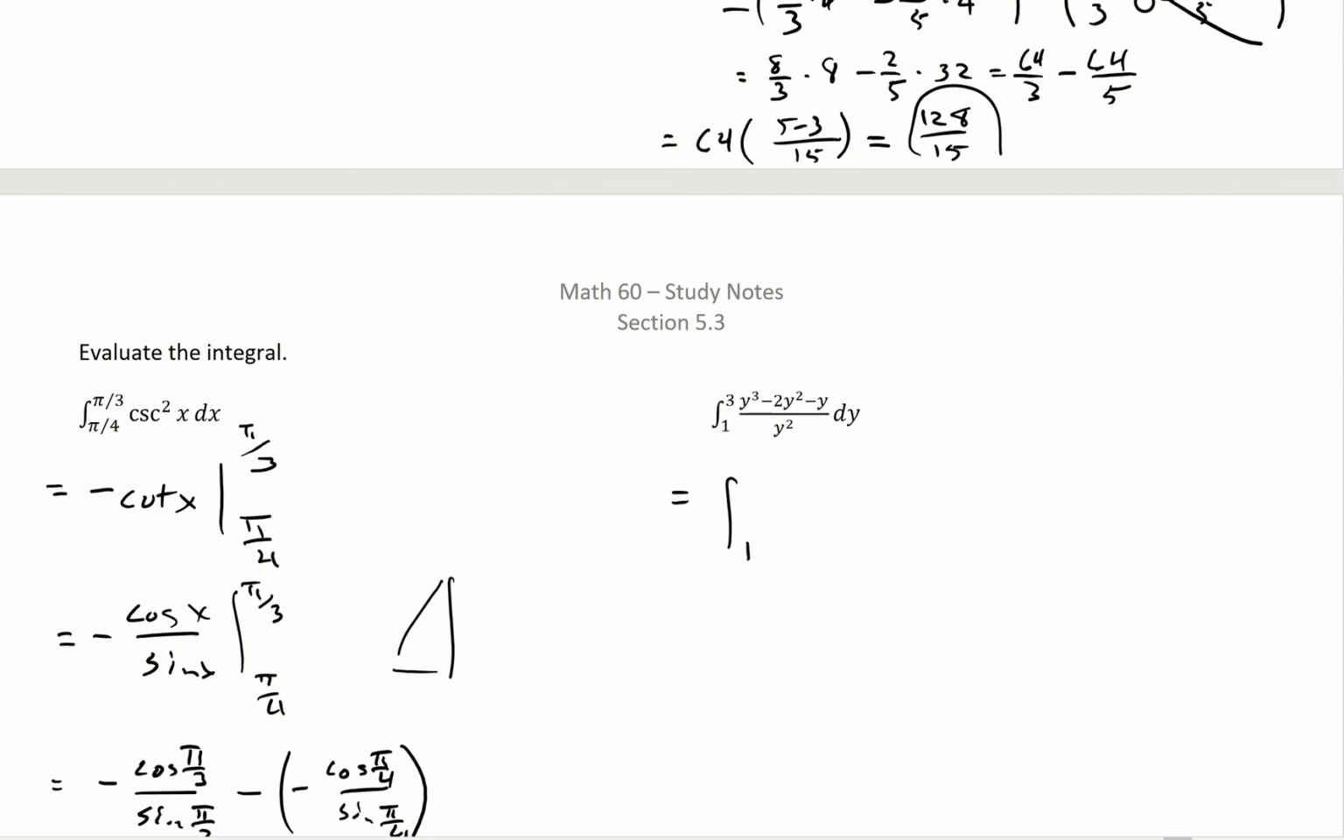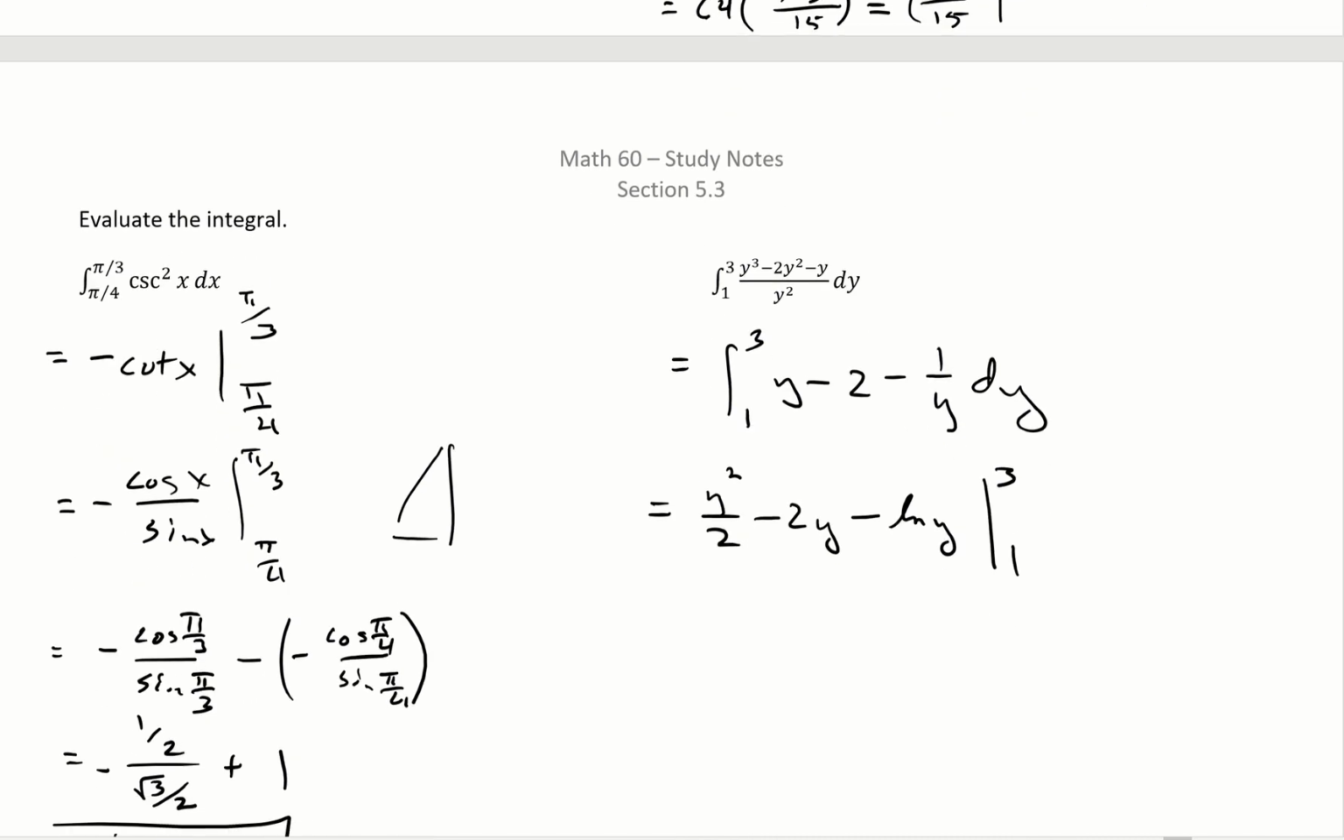We have the integral from 1 to 3. This looks like we have y minus 2 minus 1 over y dy. Antiderive: y to the 2 over 2 minus 2y. What else? Minus the natural log of y. No plus c, just 1 to 3. Thank you very much. And plug in.